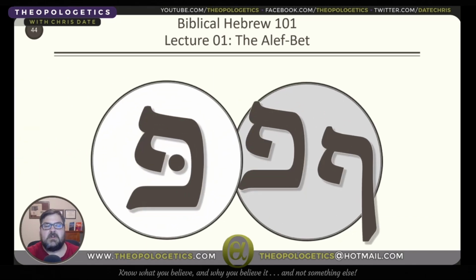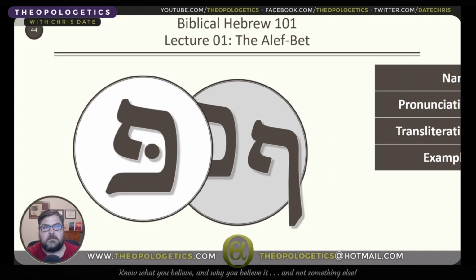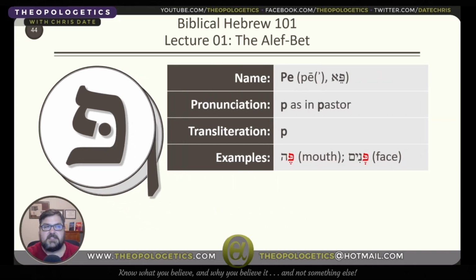Next consonant in the Hebrew Alef-Bet is pei, and as you can probably tell, this has both a form that does not take the dagesh and a final form. Let's talk about the form with the dagesh first. The letter pei with a dagesh makes the sound of the English letter P in pastor, or papa, or pound, for which reason it is transliterated using the letter P, and Hebrew words that start with pei include peh, meaning mouth, and panim, meaning face.